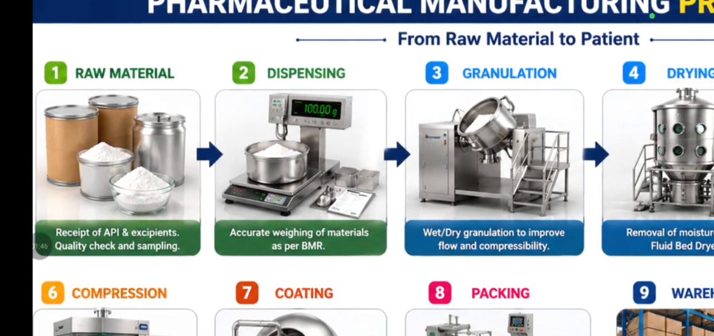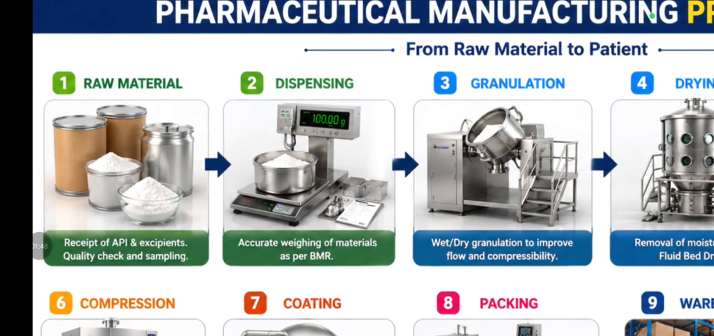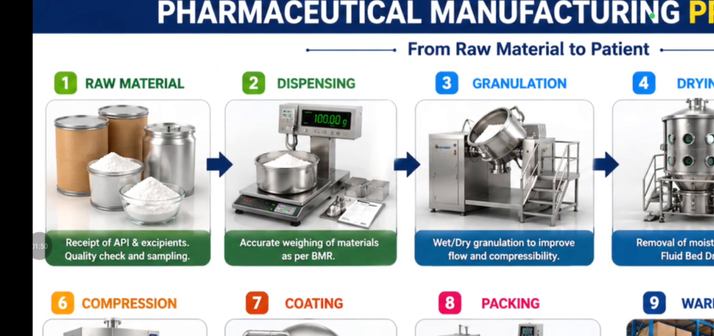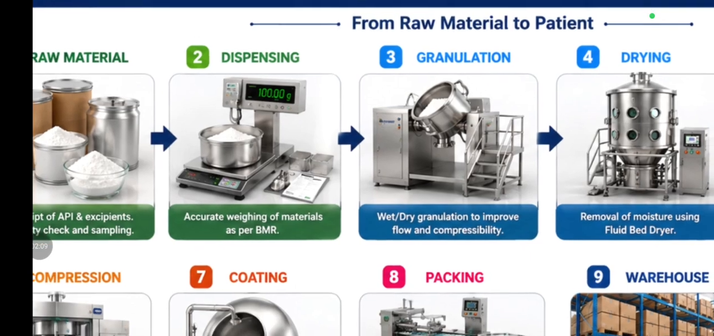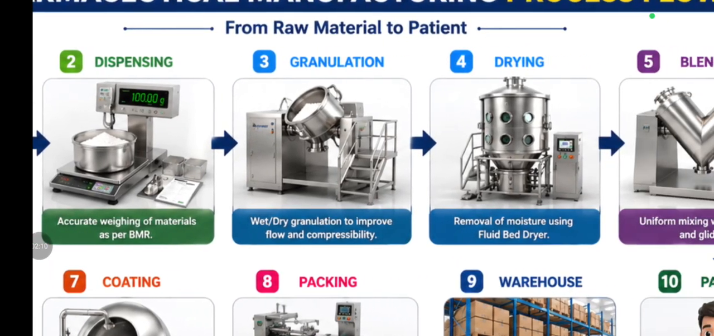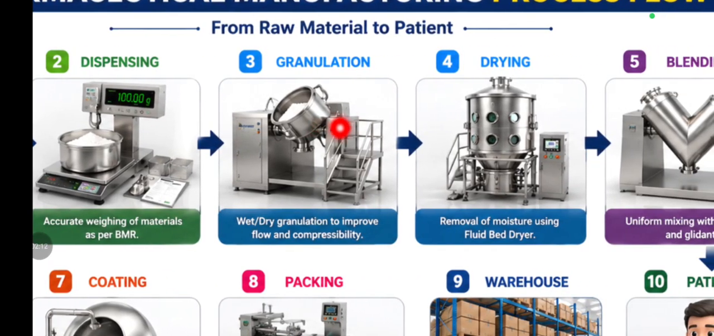Next is the dispensing of the raw material, that is accurate weighing of those materials, the exact quantity we need to take for the manufacturing of the tablet as per the manufacturing record, that is the BMR. Okay, so after dispensing, it will go towards the granulation department.